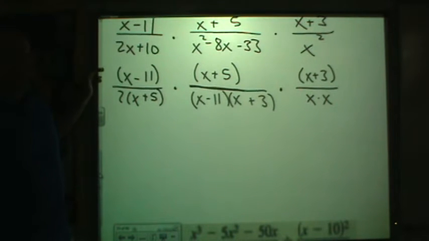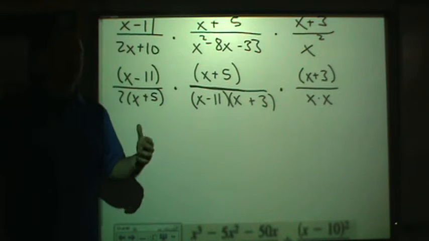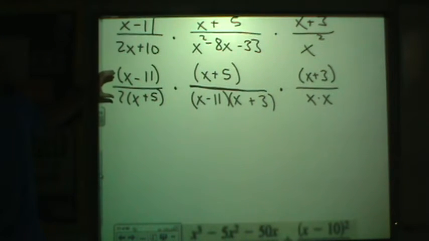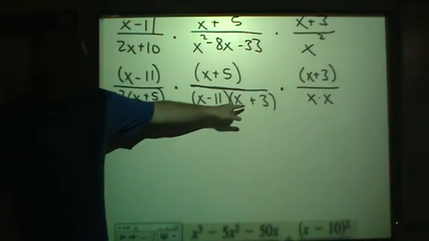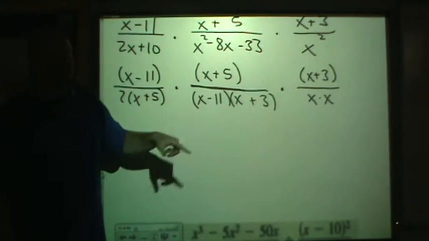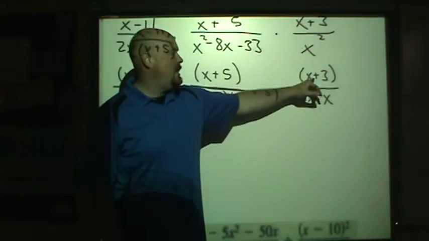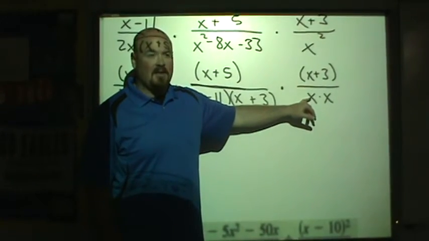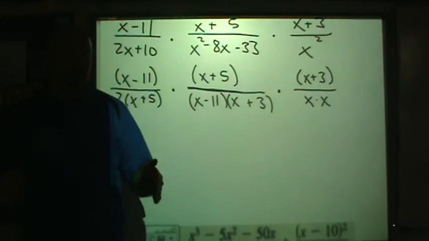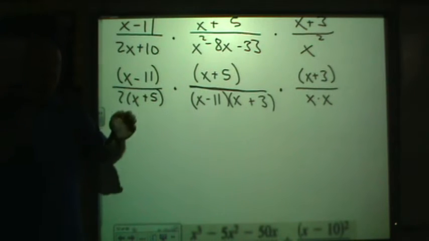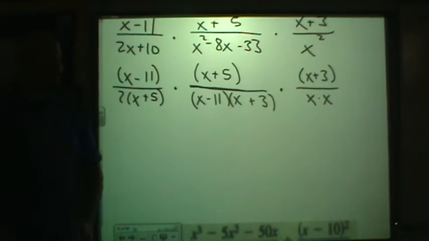So before we try to cross cancel, let's look within each rational expression separately and see if anything cancels. I don't see anything in common. The factor is x plus 5. I don't have an x plus 5 up here. Again, neither one of these is the same as this, so those won't cancel. And I can't cancel this x with this x because x plus 3 is the factor. That's why I have the parentheses around it. Anything enclosed in parentheses is the factor that I'm multiplying by something.